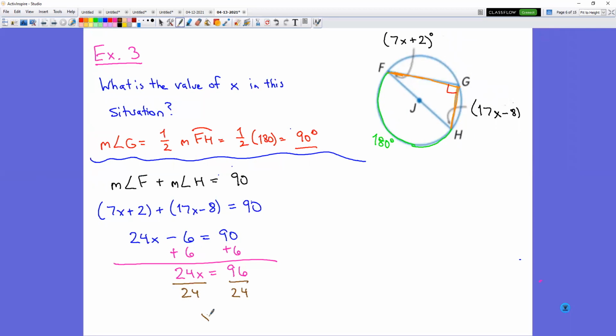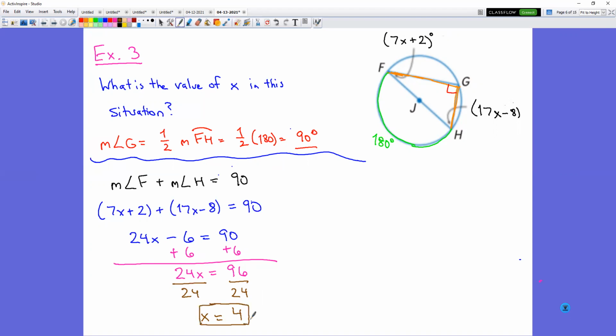And that's going to be x equals, and then just do 96 divided by 24 in the calculator if you're not sure. But you should get out that x is equal to 4. So the value of x is equal to 4. And for my question, that's what I want you to find. I want you to find the value of x. So the value of x is 4.